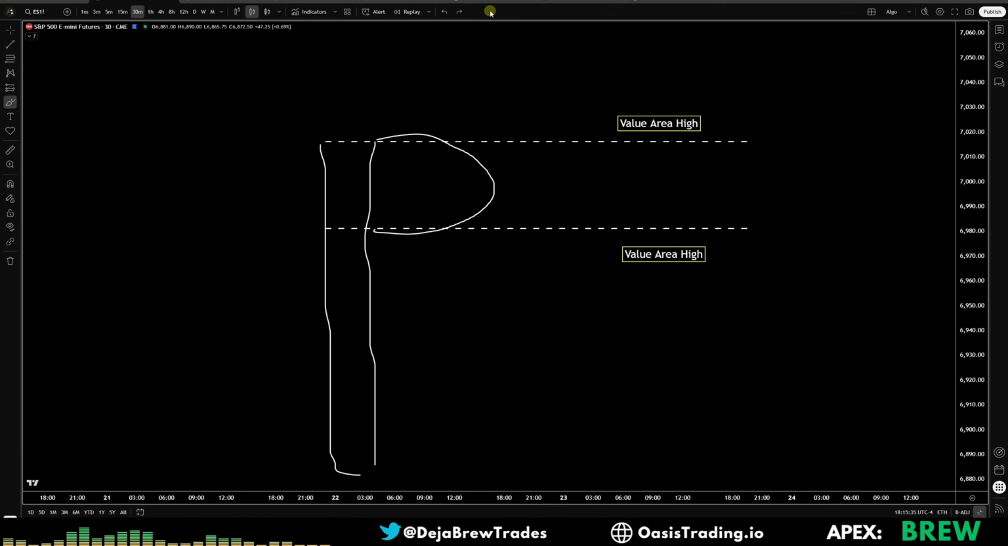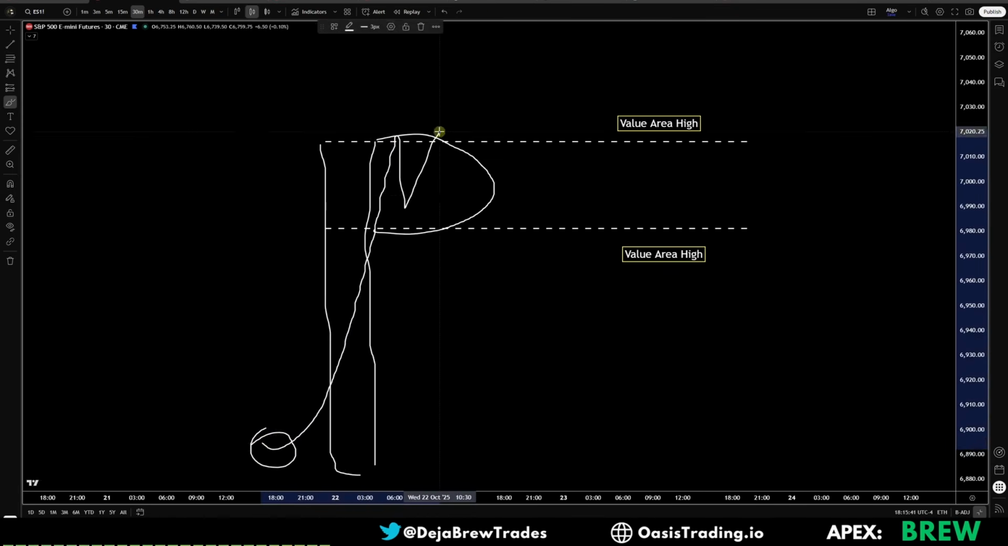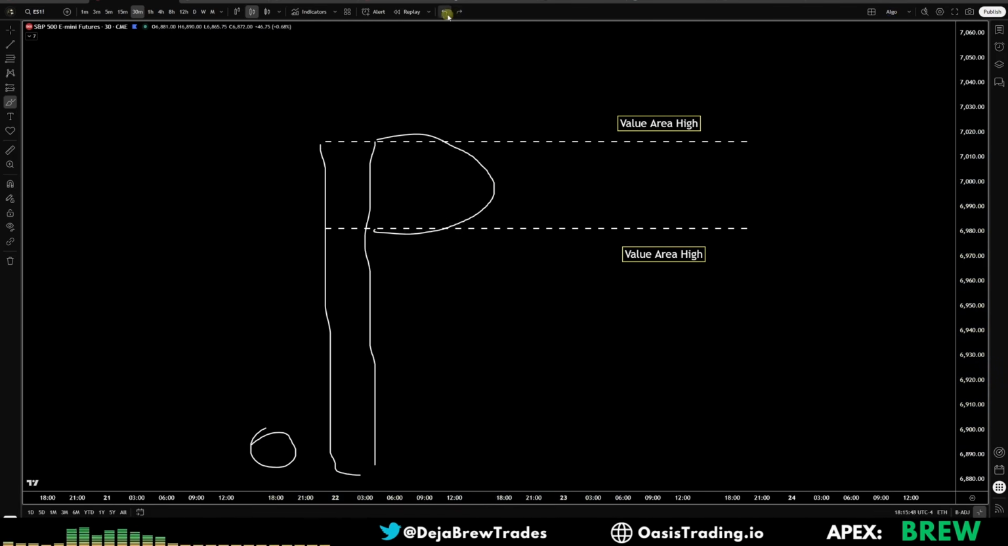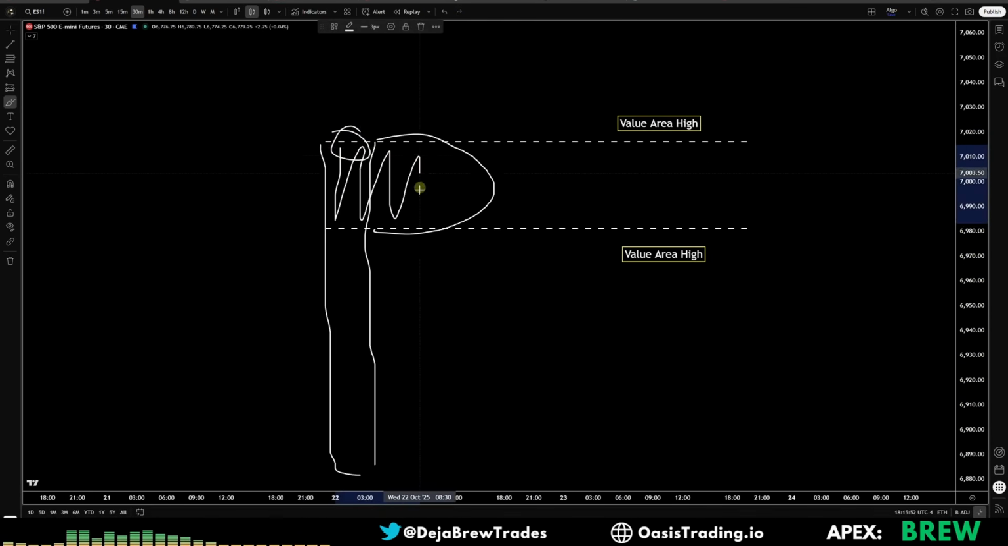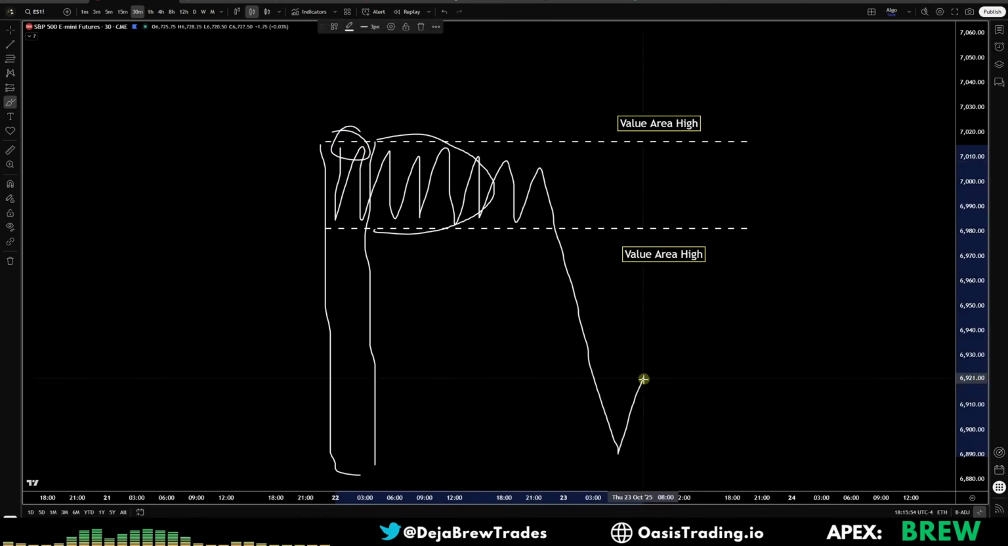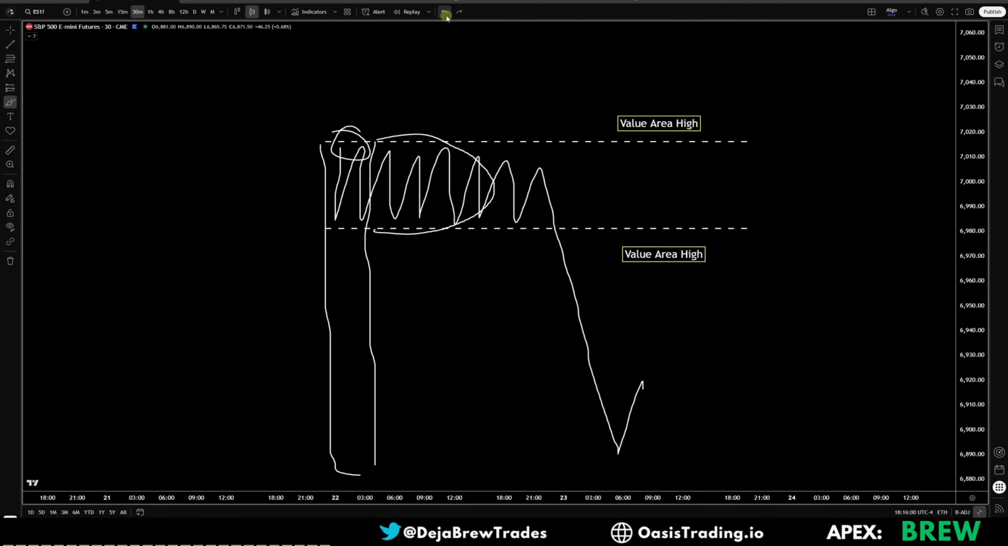Now remember, this is a proper P shape where the price started down here, then created the tail, then created the upper node. A D-shaped failure looks like a capital P because it starts up here, chops around, and then sells off, which creates that lower tail. That is not a proper P shape, okay?